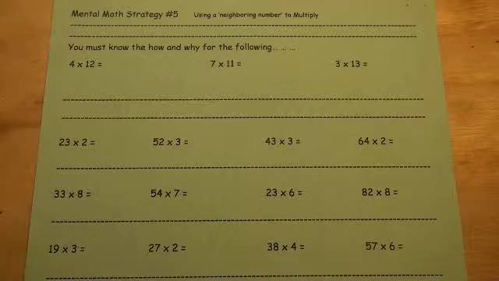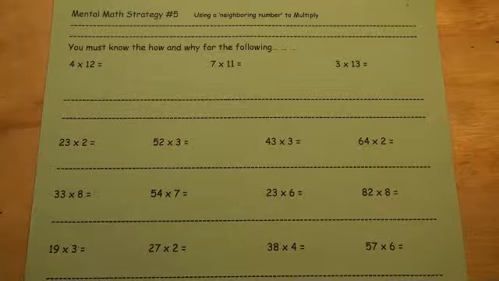Mental math strategy number 5, using neighboring numbers to multiply. Now, in order to do this, you must definitely know how and why the following 3 problems work. You see, 4 times 12 is 48, not necessarily because it's on the times tables, although yes, 4 times 12 is one of the times tables that you should probably know.